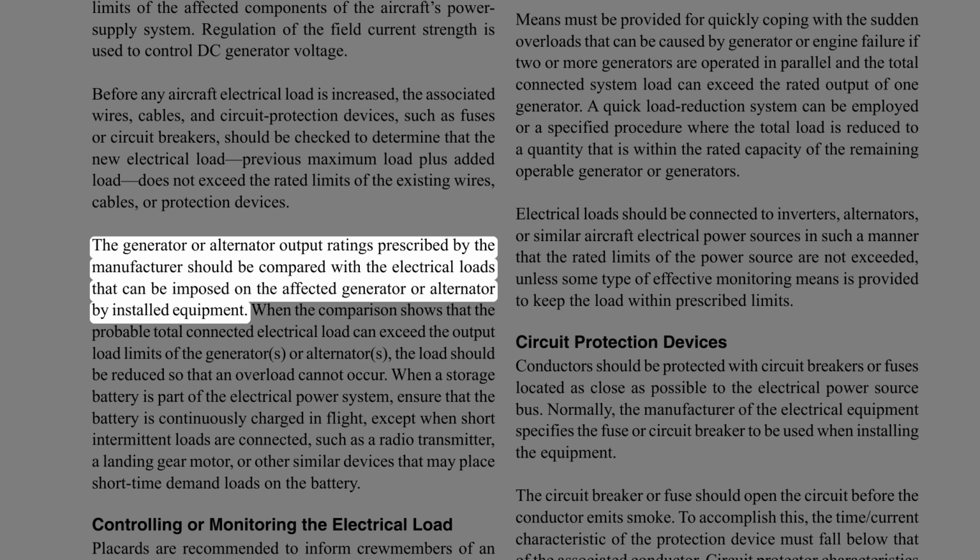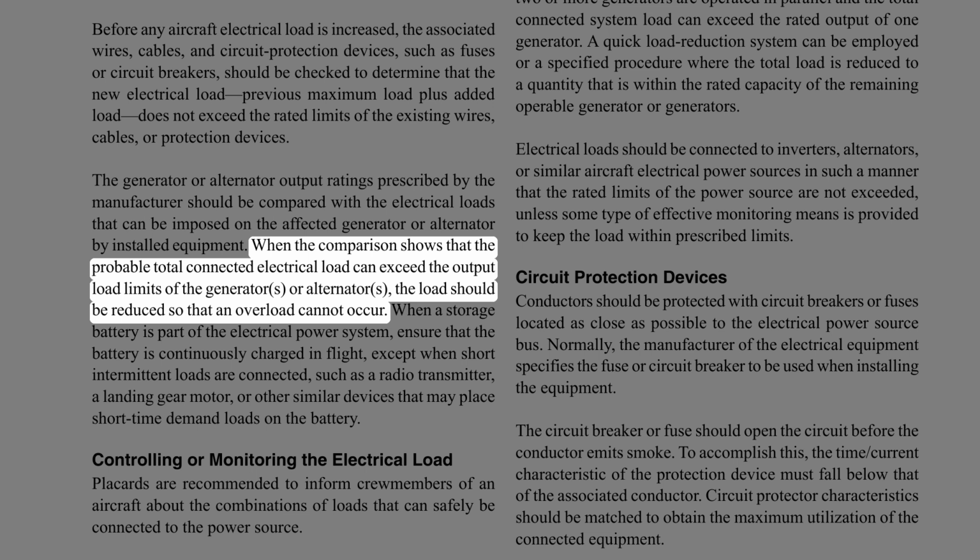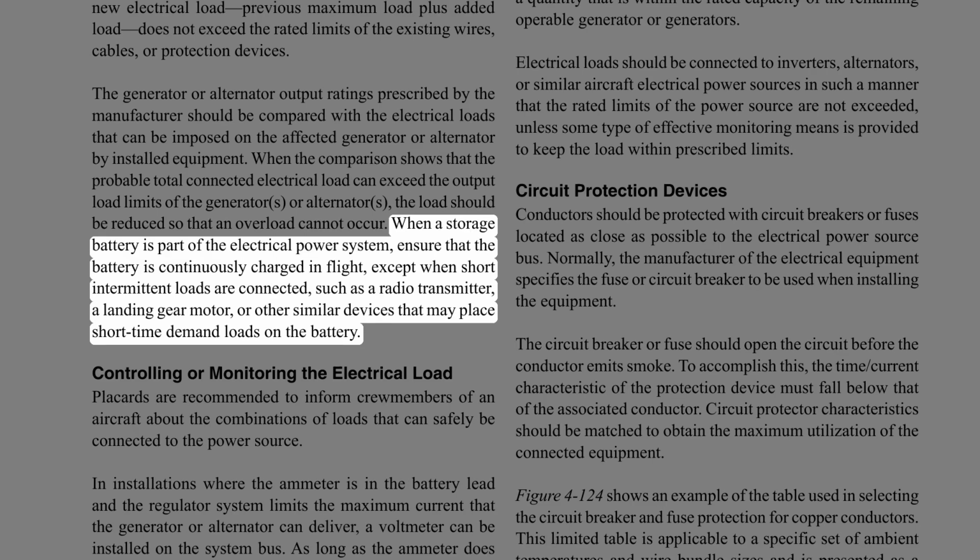The generator or alternator output ratings prescribed by the manufacturer should be compared with the electrical loads that can be imposed on the affected generator or alternator by installed equipment. When the comparison shows that the probable total connected electrical load can exceed the output load limits of the generators or alternators, the load should be reduced so that an overload cannot occur. When a storage battery is part of the electrical power system, ensure that the battery is continuously charged in flight, except when short intermittent loads are connected, such as a radio transmitter, a landing gear motor, or other similar devices that may place short-time demand loads on the battery.